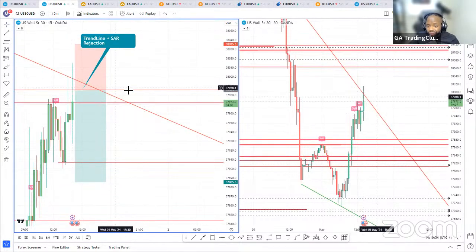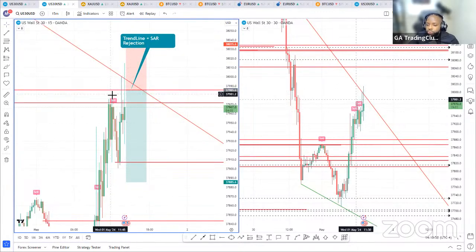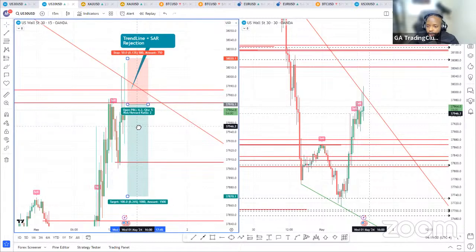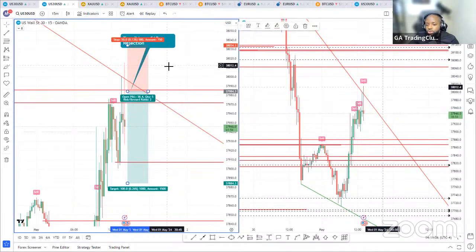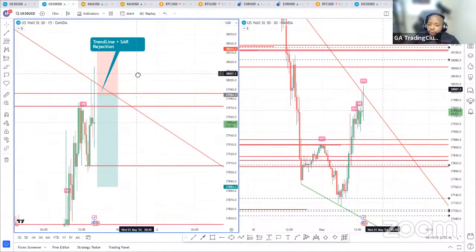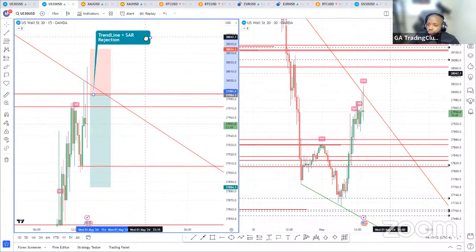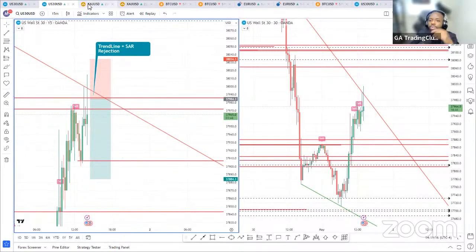We need this current candle to close below this trend line, and we need it to close below either of these SARs. So if it closes below this one, you can still have a 50-point stop loss. If it closes above here, the critical thing is to make sure your stop loss is above the previous high of the candle. So we'll just wait for those 4 minutes and see if we get that particular trade.